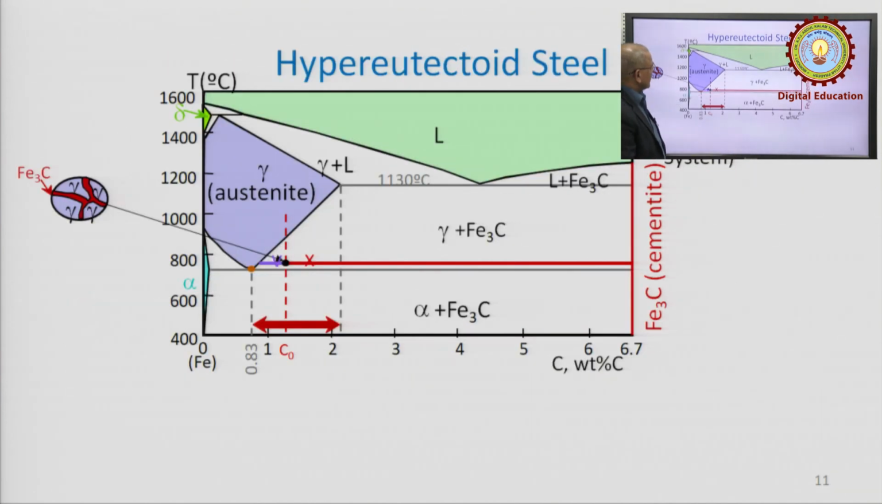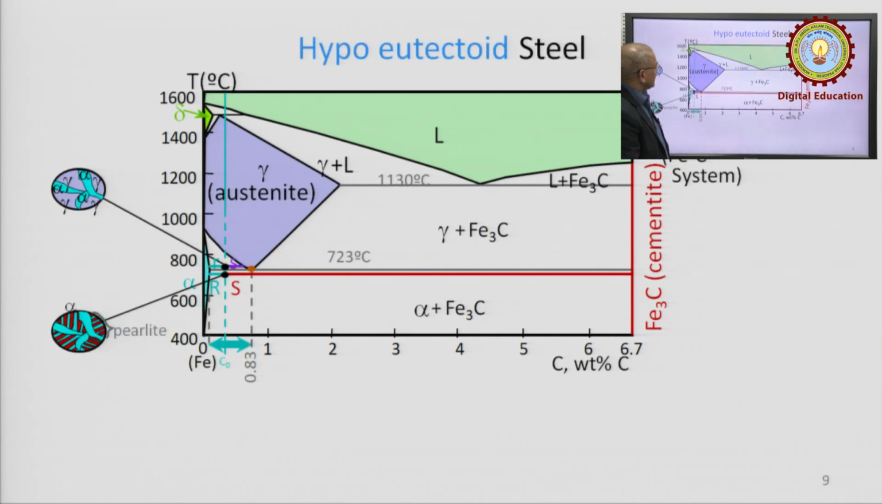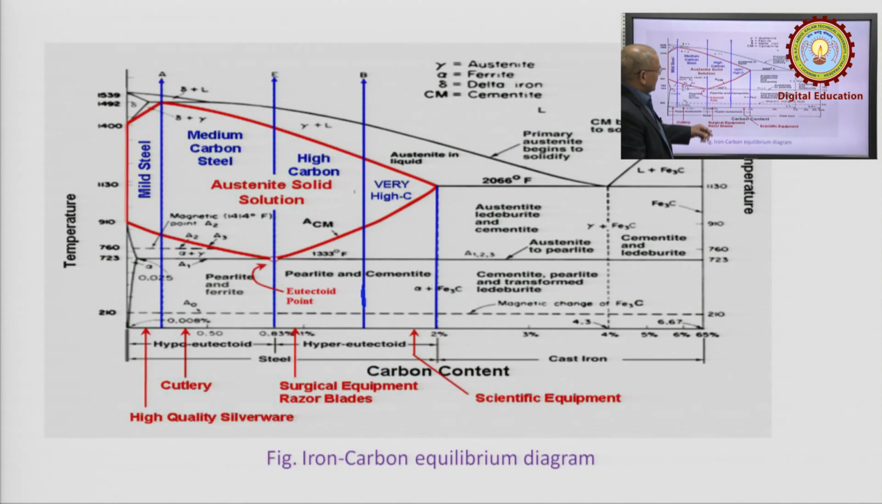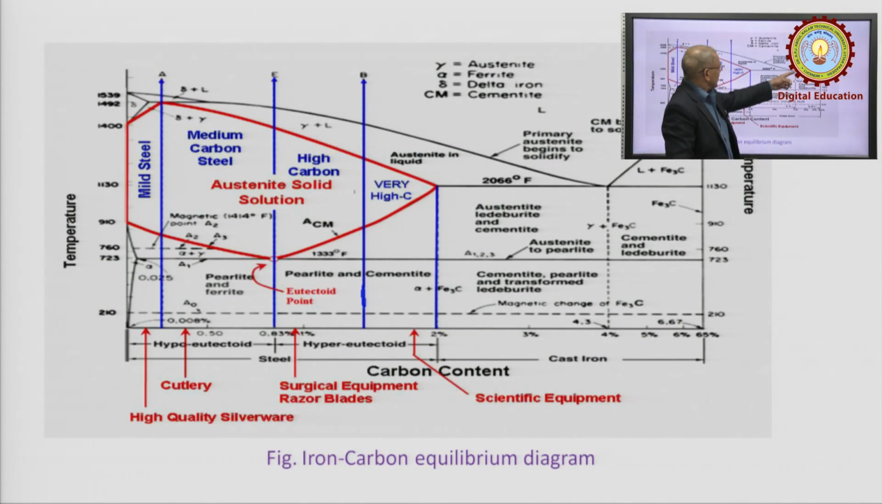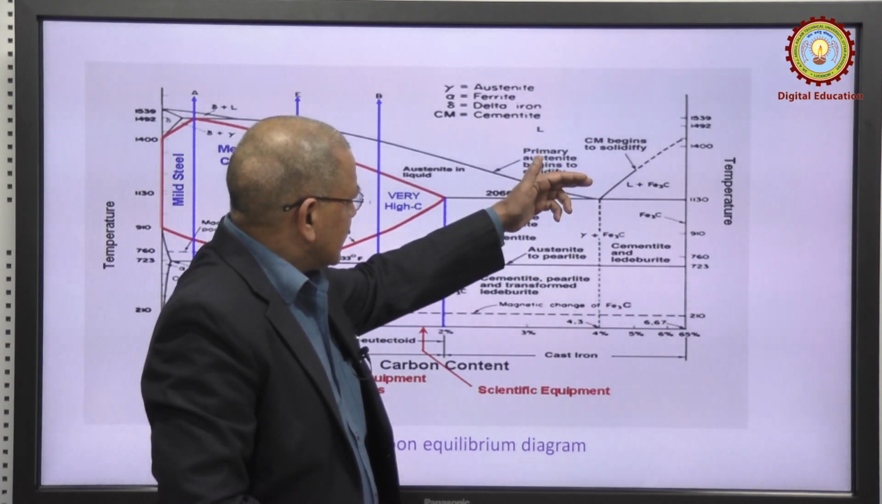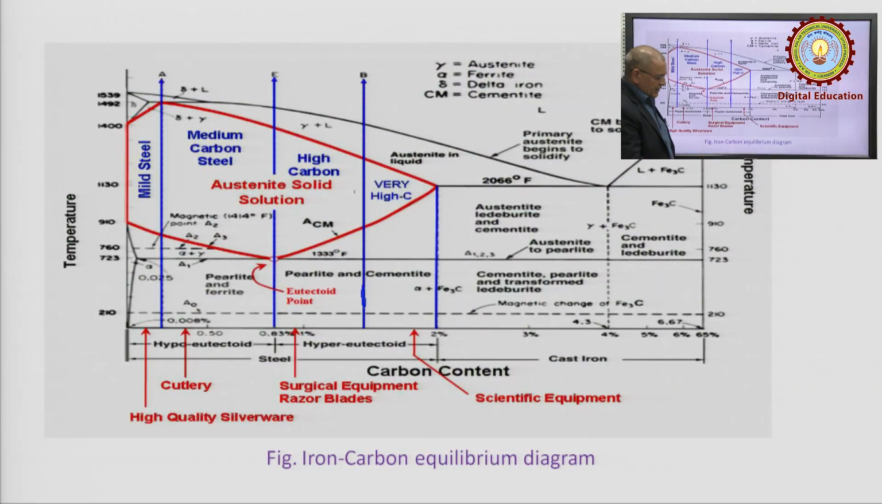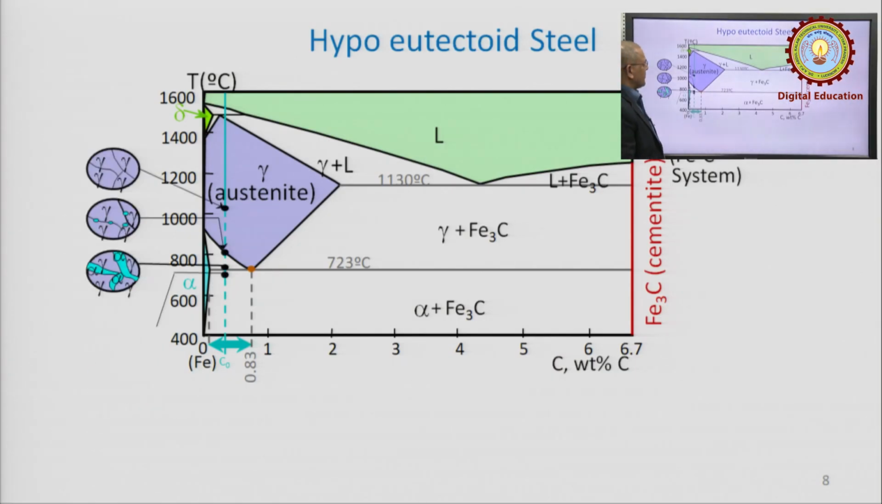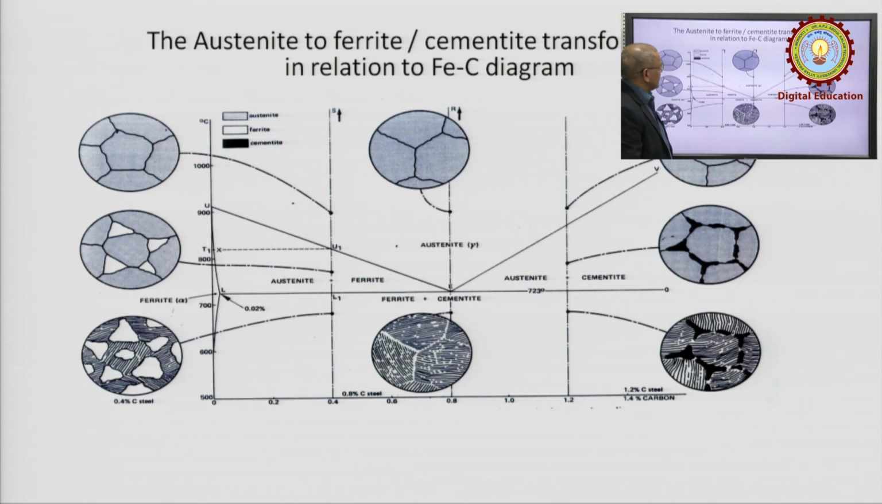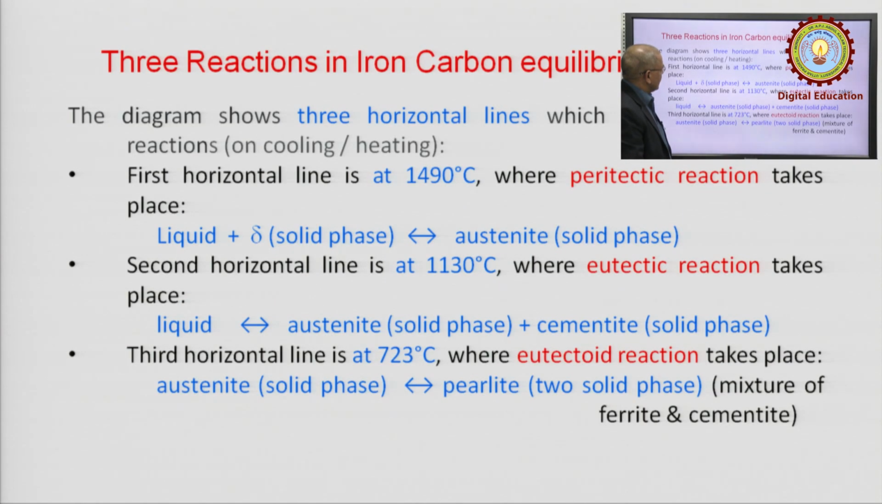I come back to this diagram again. This is the eutectic point, the liquid phase is available here, and when you cool it down, the liquid phase gets converted into two different solid phases.